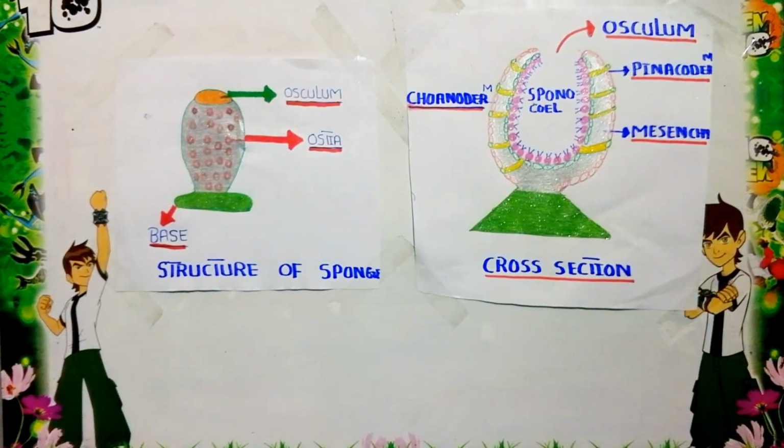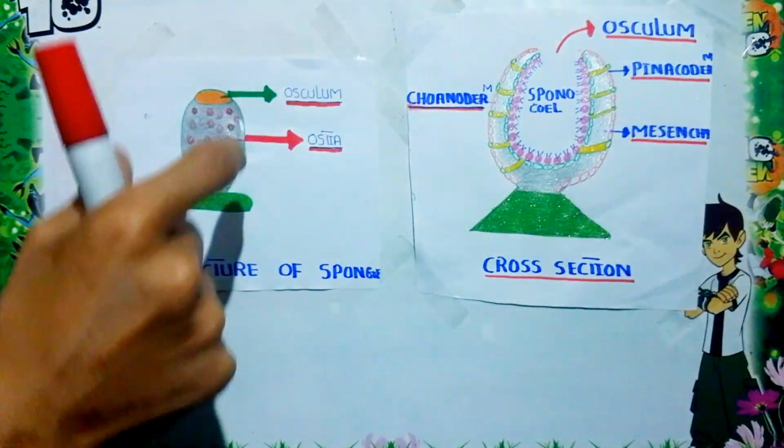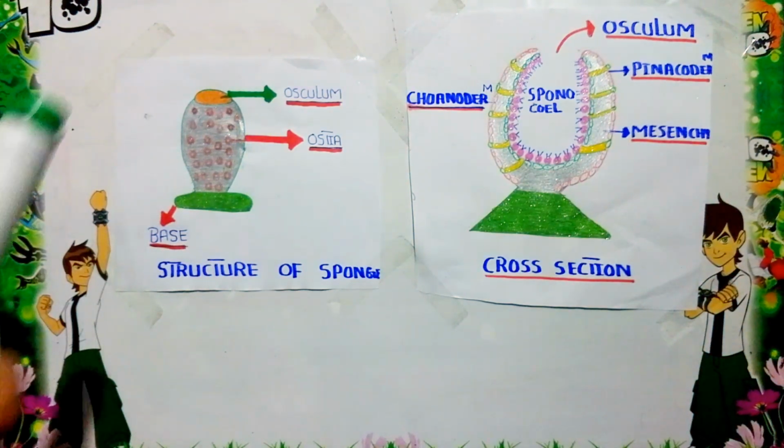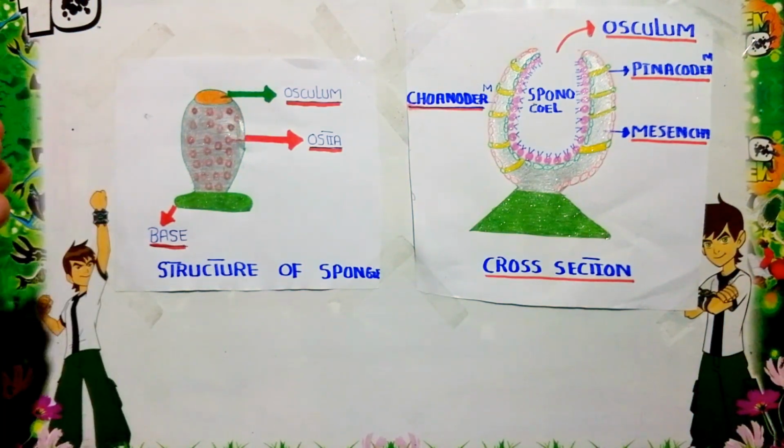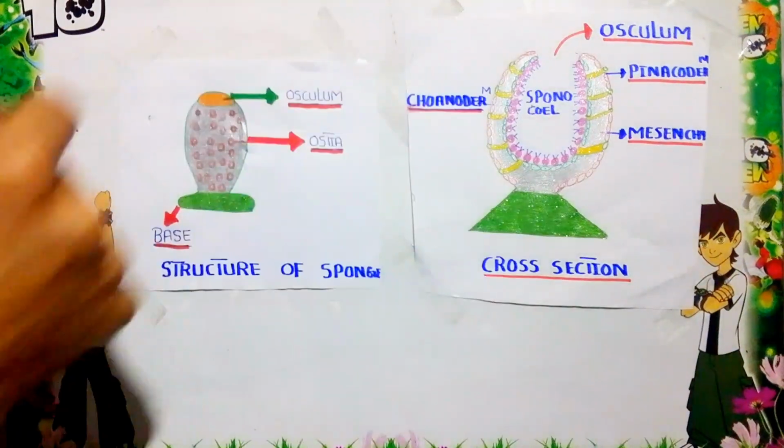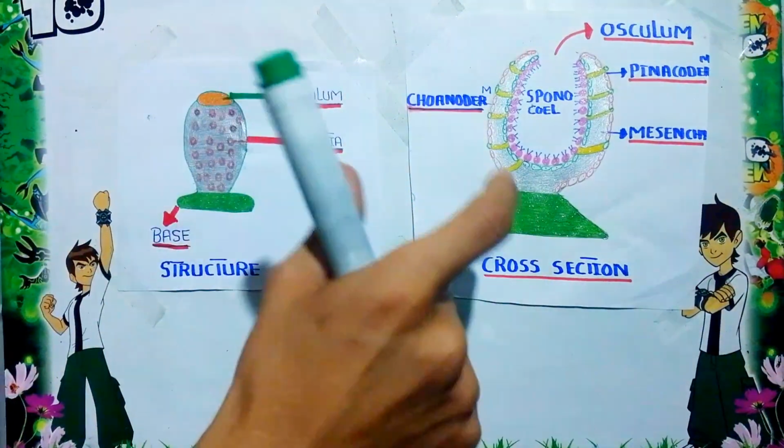Now we will take a cross section of this sponge body. You can see here that the body wall consists of two cellular layers, as shown in this figure. Now you can clearly see this structure.